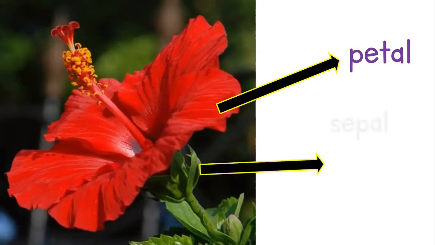Next, we have the sepal. What is a sepal? It is a defensive organ that encloses and protects the developing reproductive structure. The sepal opens when the flower blooms.